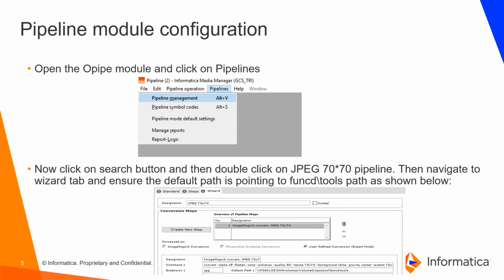Here, ensure we set the default path to the FuncD Tools directory. This tools directory is the location where we have the commands for the executables of ImageMagick code.